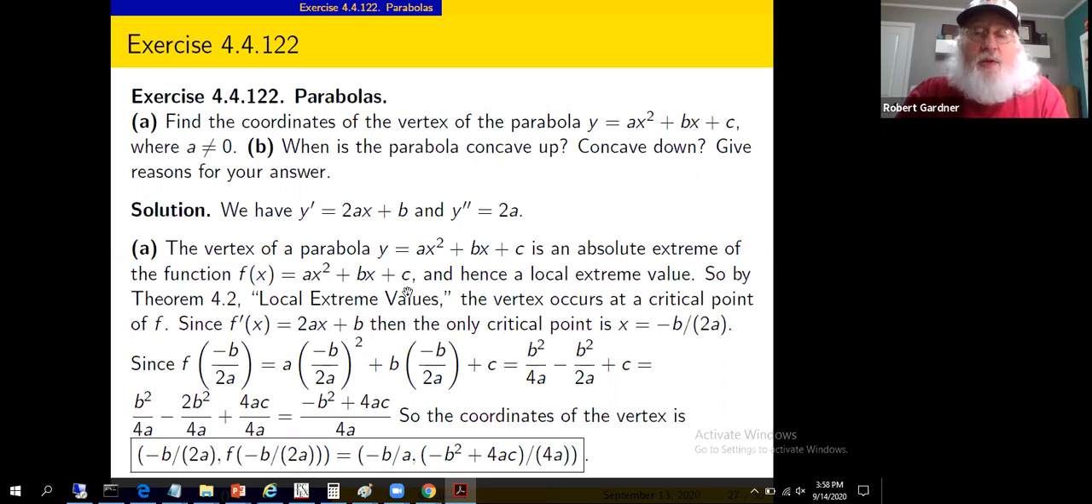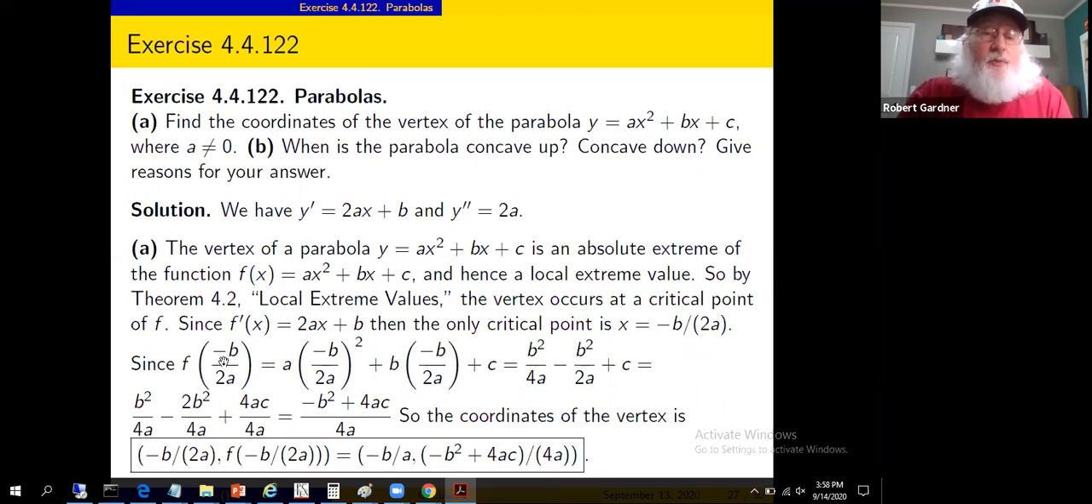Where are the critical points? Take the first derivative, set it equal to 0, solve for x. So solve the little equation, 2ax plus b equals 0. x equals negative b over 2a. Sounds familiar? Reminds me of the quadratic formula. Not a coincidence. There's what we get for the critical point.